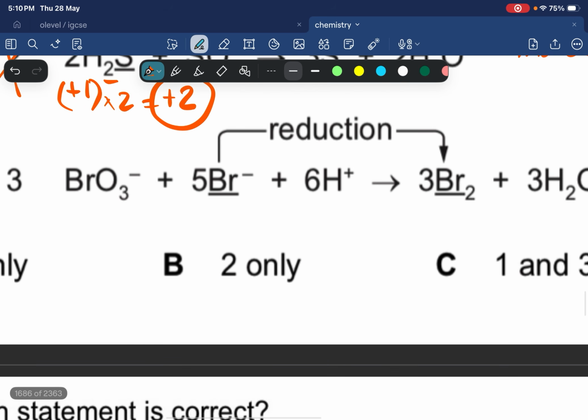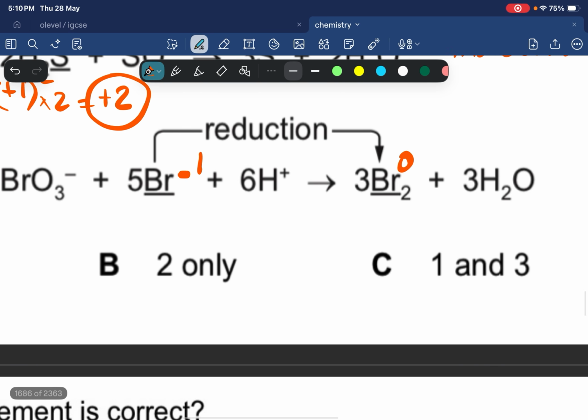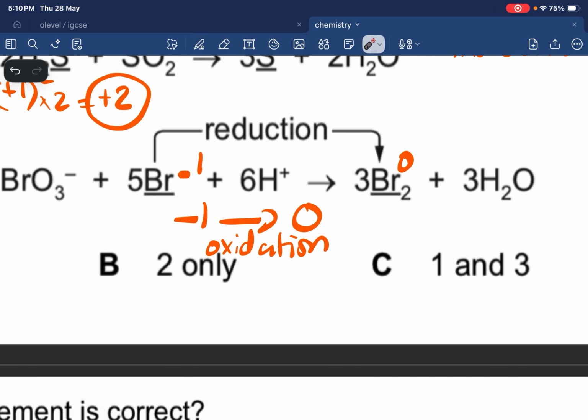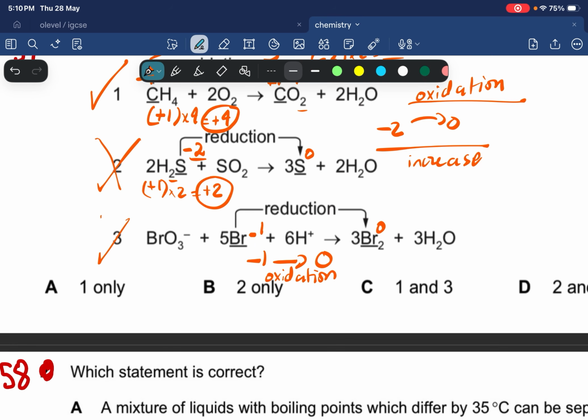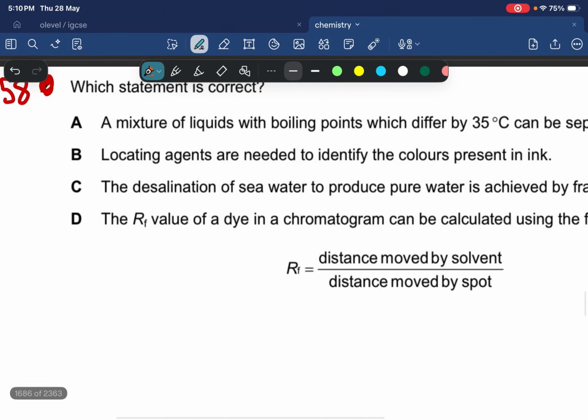Again, Br is negative over here, that means there's a -1 oxidation number, and Br2 is 0. You're going from -1 to 0. Again, this is oxidation, an increase in oxidation number. -1 is a smaller value, 0 is a bigger value, right? So this is also incorrect. So only option 1 was correct.